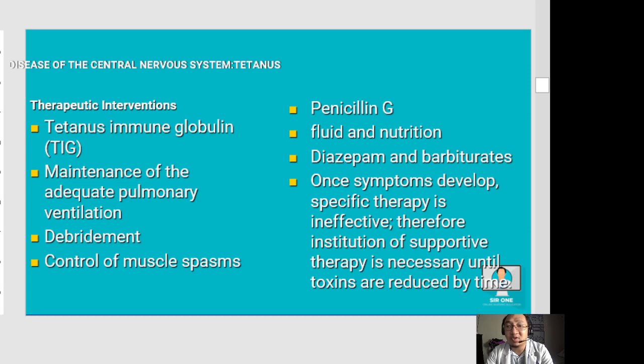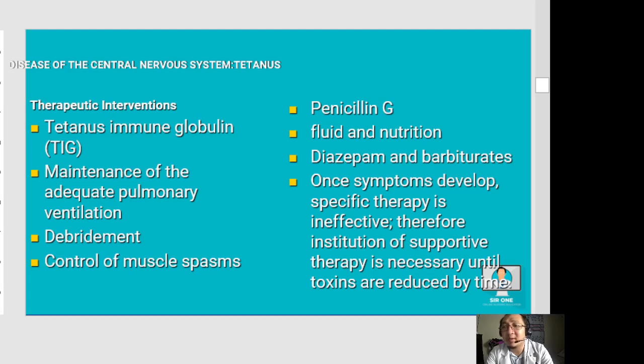Then other therapeutic interventions: tetanus immune globulin, maintenance of adequate pulmonary ventilation, or in general, maintain a very good status of the respiratory condition of the patient. Debridement of the wound if it's possible, meaning you surgically remove the dead tissues or the necrotized muscles. Control of muscle spasms by diazepam, as we have mentioned. Penicillin G or penicillin for the antibiotics, as drug of choice to kill the bacteria. Fluid and nutrition, it depends on how severe the case is, so what type of nutrition is to be given.